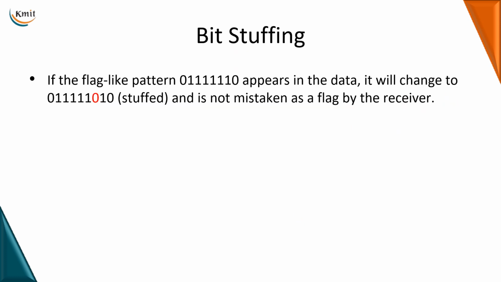In simple terms, if the flag-like pattern of 0, 6 ones and 0 is appearing in the data, it will be changed to 0, 5 ones and 0, where the extra 0 is a stuffed bit, so that it is not mistaken as a flag by the receiver. So this is how we are doing the framing of bits using byte stuffing or bit stuffing.